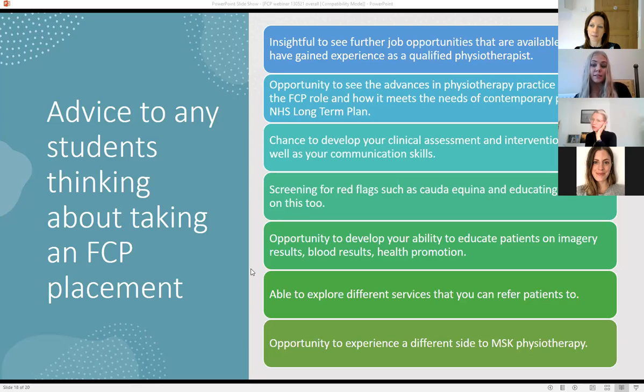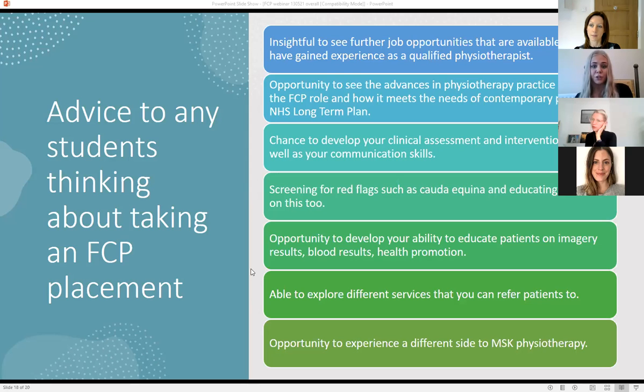How it meets the needs of contemporary practice as well. So things like the NHS long-term plan, improving primary care services, bringing first contact practitioners into primary care to give their expertise and knowledge of MSK conditions and treat them, and really how it meets that contemporary practice as we move forward through the years. It gives you a chance to develop your clinical assessment and intervention skills. Obviously, that fast-paced environment really gives you the opportunity to really go for it with these skills and intensify your learning experience in this area.